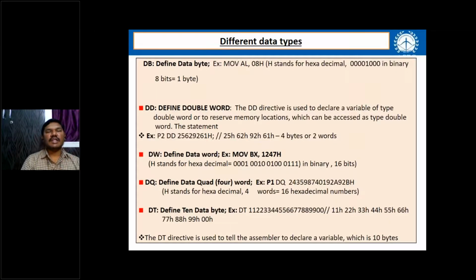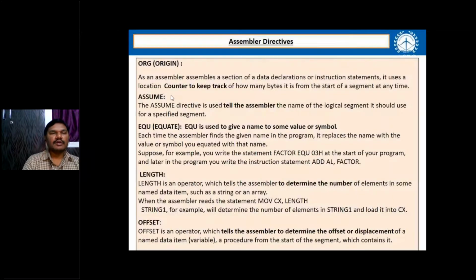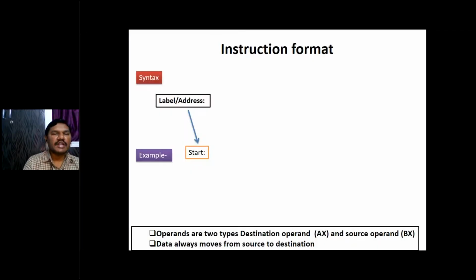Okay, so for different data types we need to write the program. Already I told you, DB stands for define byte, DD stands for define double word, DW stands for define word. Right, here we can define 4 bytes, here we can define 2 bytes, 8 bytes and 10 bytes. So there are different ways you can define the program. And these are some of the assembly directives: org, assume, length, offset. This was also explained. So these are all required to write the program.